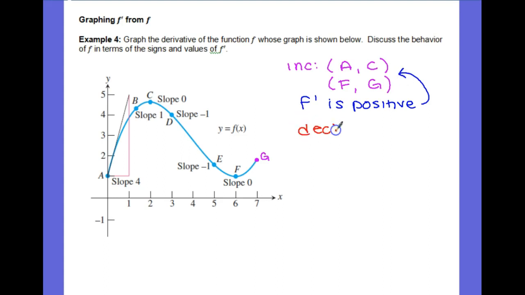Where's it decreasing? Do you notice how I didn't make my intervals bracketed? Because C is not necessarily decreasing. Technically, it's not either increasing. Exactly. That's why it's bracketed. You mean parentheses, not brackets? I mean, yes. So F prime is what? F prime of this would be negative.